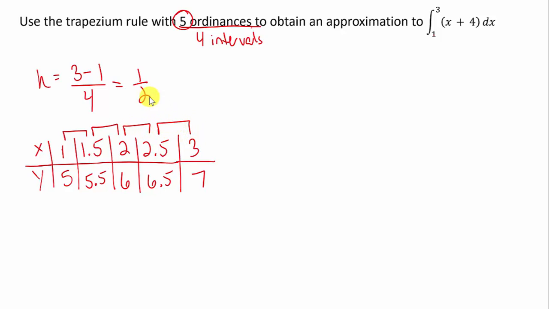So make sure you know the difference. This number on the bottom here is always the number of intervals. If they ask you the question in ordinates, you have to make sure you know how many intervals that is.